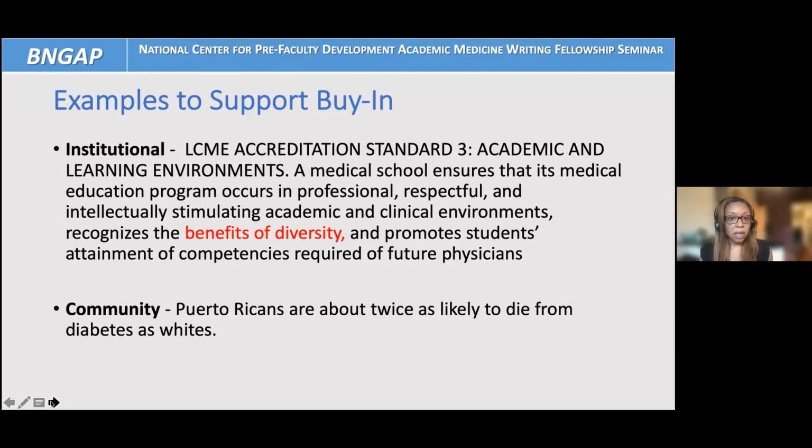Institutionally, if you're looking at a medical school, LCME Accreditation Standard 3, Academic and Learning Environments, a medical school ensures that its medical education program occurs in professional, respectful, and intellectually stimulating academic and clinical environments, recognize the benefits of diversity, and promote students' attainment of competencies of future physicians. If you want to have your institutional buy-in and it's not 100% there, go back to the rules and regulations. LCME says that this has to come into play.